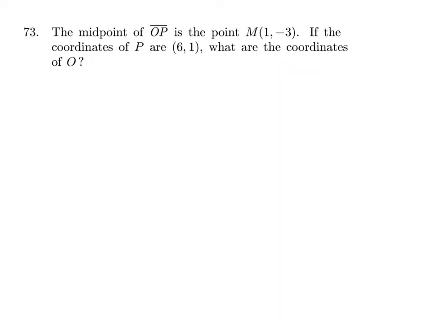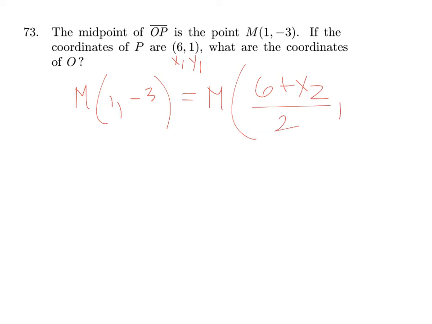The midpoint of OP is the point 1, -3. If the coordinates of P are 6, 1, what are the coordinates of O? So here's the midpoint, 1, -3. Here's the midpoint formula structure. This is my x1, y1. So x1 is 6 plus x2, which I don't know, over 2. And then I have y1, which is 1, plus y2 over 2.